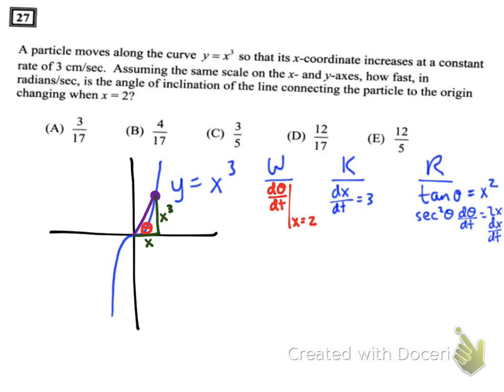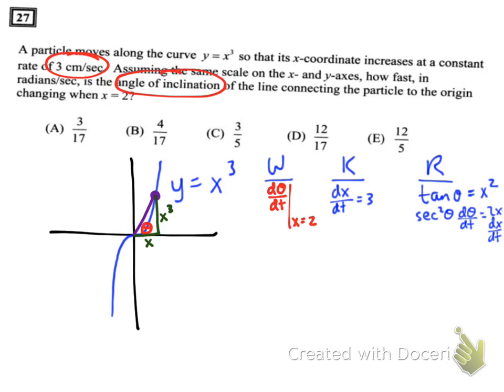So I drew a picture of the graph of y equals x cubed. You can see the blue curve here. You can see the particle's speed would be 3 centimeters per second. You've got the x coordinate increasing, so dx/dt is positive 3. How fast is the angle of inclination of the line connecting the particle to the origin changing? So angle of inclination, we're going to call that theta, and so d theta/dt is what we're looking for at the moment that x is equal to 2.